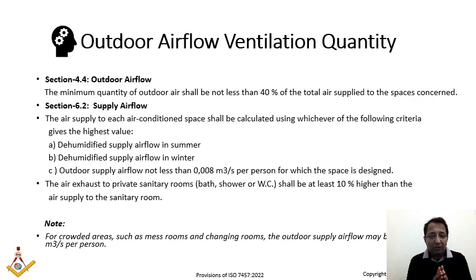The second bullet point talks about the 10% higher airflow than the supply. The reason is that in sanitary rooms there is smell, and the smell should not transfer into the accommodation. So it says the exhaust should be 10% higher than the supply. That makes sense, because you are creating a kind of negative pressure, so all the smell will go out through the exhaust. And there is a note for crowded areas such as the mess room and changing room, where a value is stated for the outdoor air supply. That value we have to meet in meter cube per person.